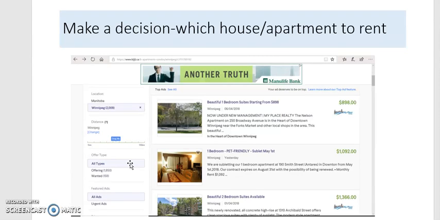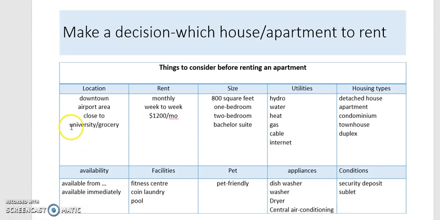Now you have a list of postings, but how to find a suitable house or apartment among hundreds of postings? Here are some things that we will keep in mind. Make a decision. Things to consider before renting an apartment. There's several key information that we have to select from the posting, and this is our key information that helps us to make a decision.